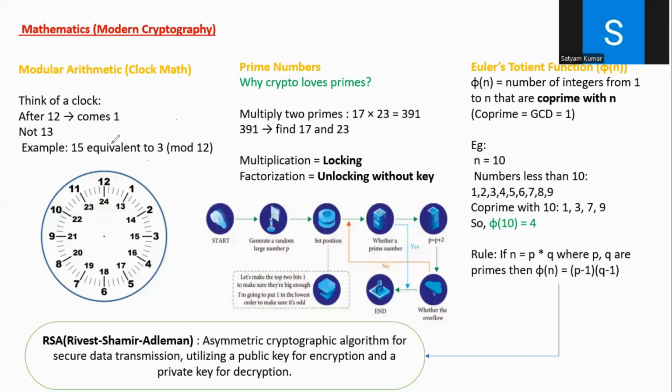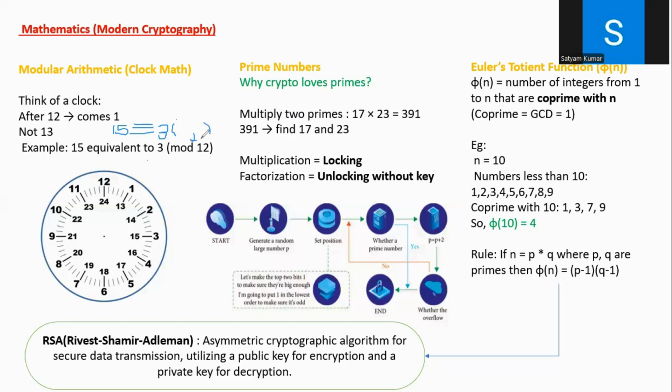So it is written as 15 is equivalent to 3, and here mod 12 is written.